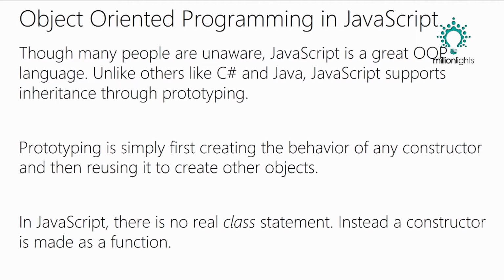So object-oriented programming in JavaScript is similar, you could say, to Java and C#. I actually have a big background in C++. That's what we learned when I was in college. So learning how it works in JavaScript wasn't too hard, but there were a lot of things that were definitely different. What makes JavaScript different is it pretty much supports inheritance through prototyping.